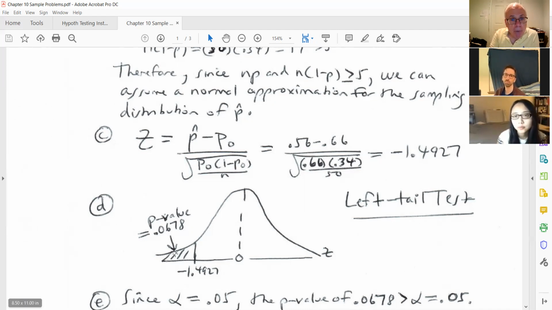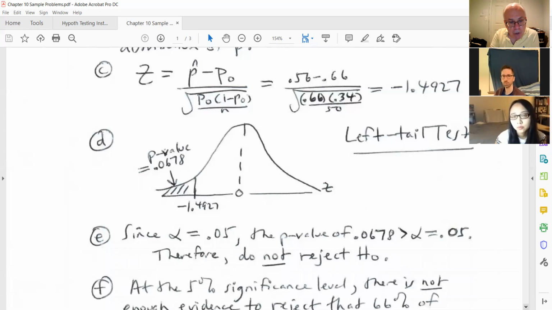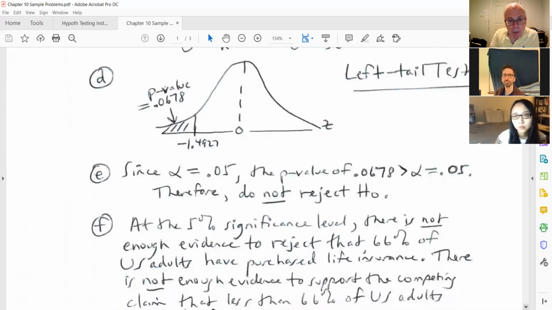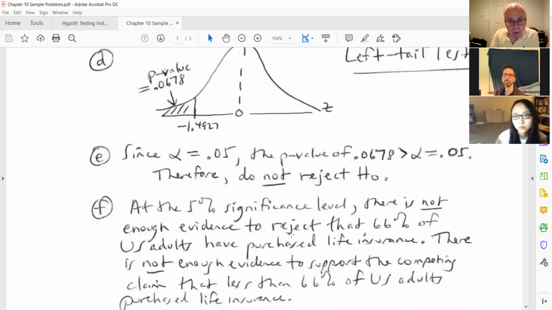So that's your p-value. Now your alpha originally was what? What was given in the problem? 0.05. Right. So this is bigger than alpha. So your decision in E is to not reject the null hypothesis. And then you would write up something like, at the 5% significance level, there is not enough evidence to reject that 66% of US adults have purchased life insurance. Another way of saying it is there's not enough evidence to support the competing claim that less than 66% of US adults purchase life insurance. All right, you'd say both.